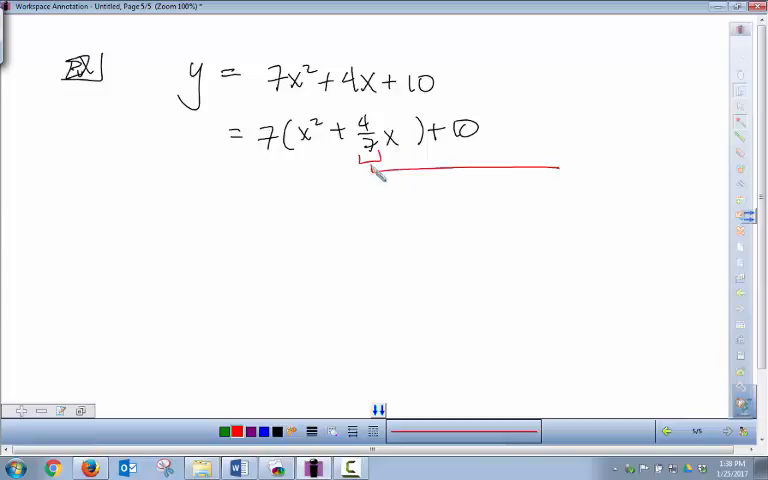So this is your B term, 4 over 7. What you're going to do is take half of that, and then square it. This is going to be the magic number that you add to make it into a perfect square. All right, so we can call that 2/7 or 4 over 14. So 7x squared plus 4/7 x plus, what did I say? 4 over 49?